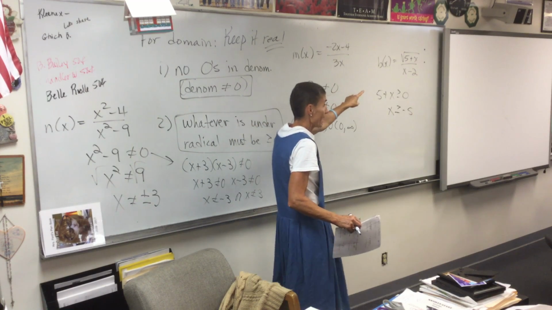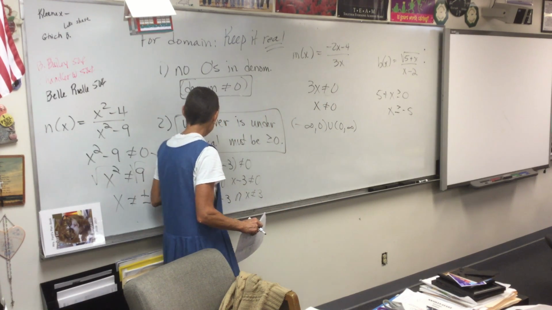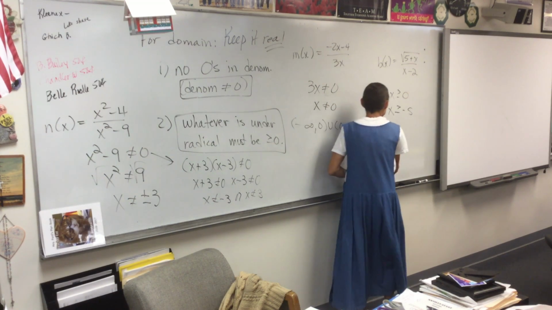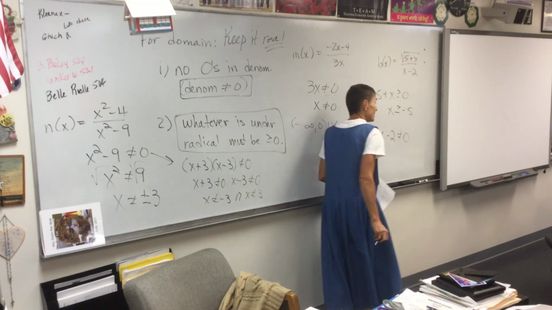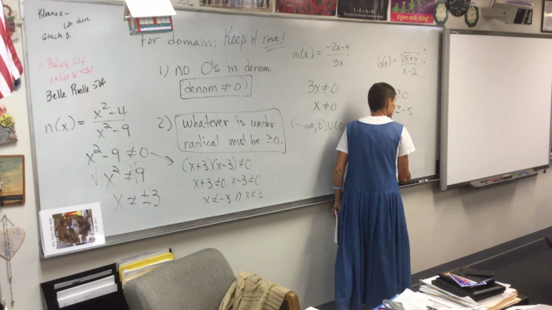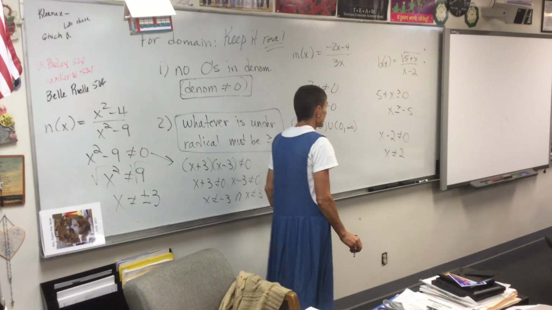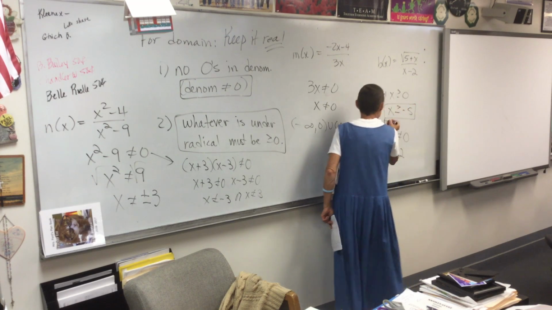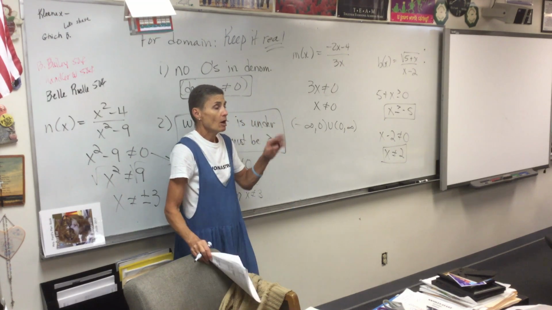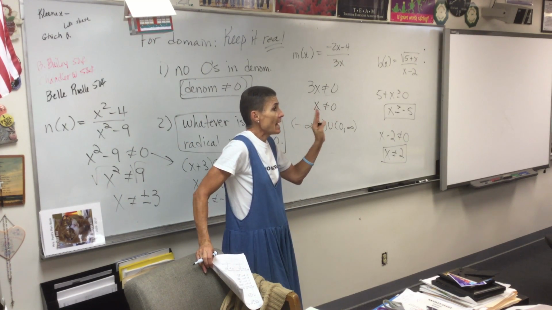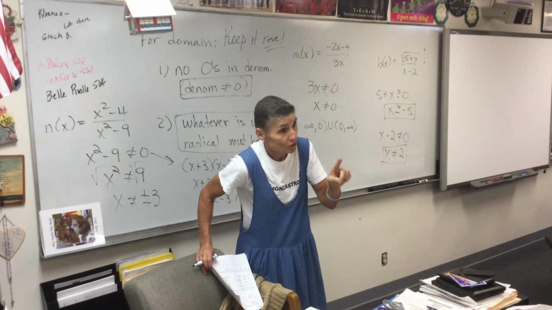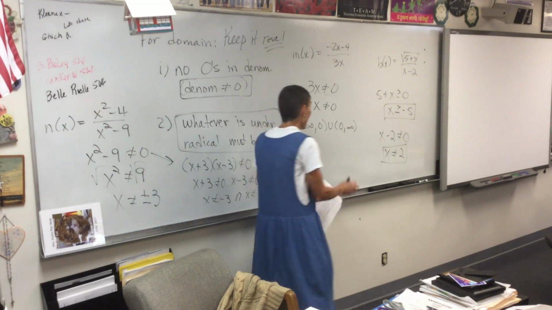But this one also has a denominator. And what do I know about denominators? They can't be 0. So x minus 2 cannot be 0, which means x cannot be 2. So your answer has 2 parts to it. Your domain can be any number bigger than or equal to negative 5 except 2.